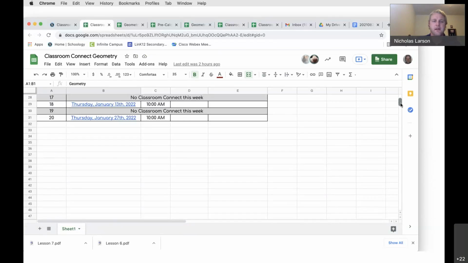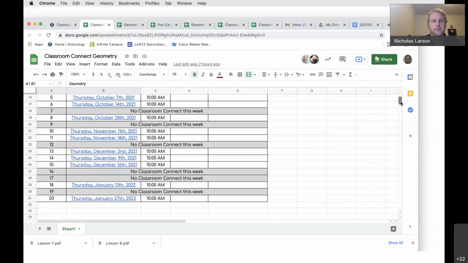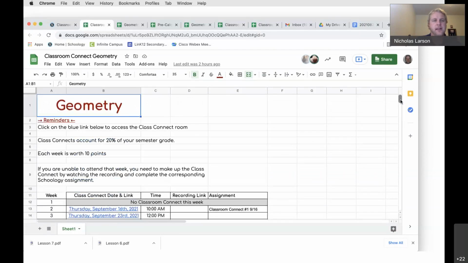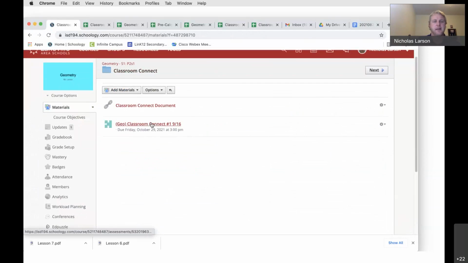I've tried to keep all the times the same at 10. Of course, next week I had a conflict at 10, so we moved it to 12. But all the other times I'm trying to keep it the same at 10 a.m. So that's Class Connects. If we go back there, you'll see your assignment is right here. We'll talk about that a little bit at the end of class.